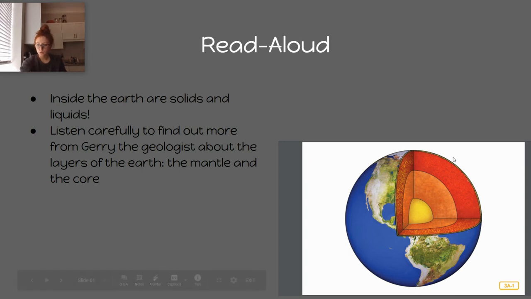Describe the outer core. Tell me about this part, the outer core. Is it solid or is it liquid? It's liquid, remember? It's molten metal. How about the inner core, the yellow part? It's a solid metal ball.